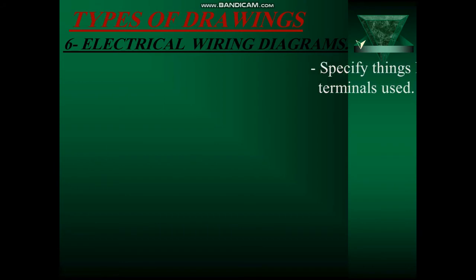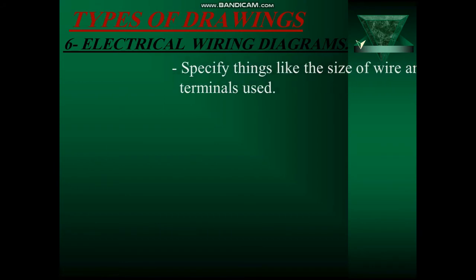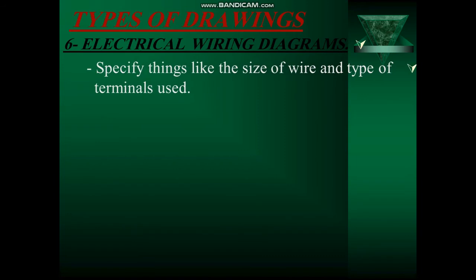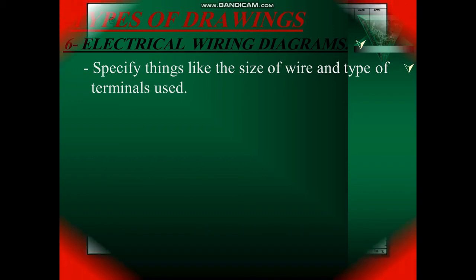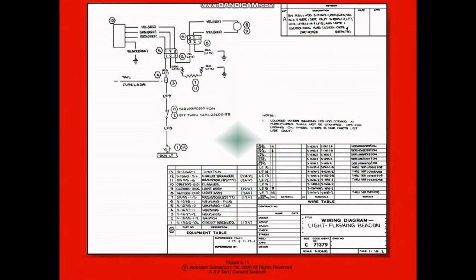The sixth type is called electrical wiring diagram. This electrical wiring diagram specifies things like the size of wire and the types of terminal used. And this is an example of the electrical wiring diagram.